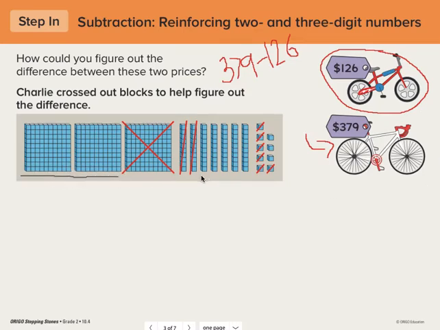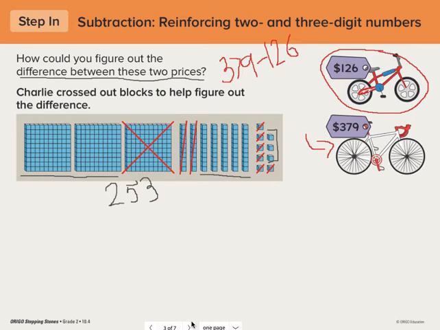These 200s. What do these blocks represent? What is that number? Well, we have 200s. We have 1, 2, 3, 4, 5 tens. And we have 3 ones. So this number is 253. That is the difference between the two prices.